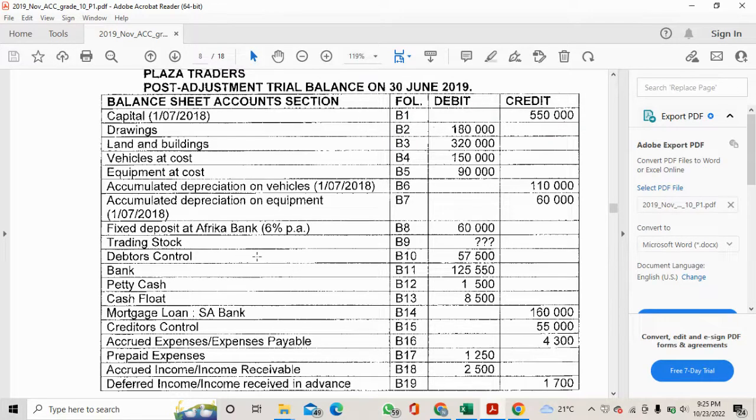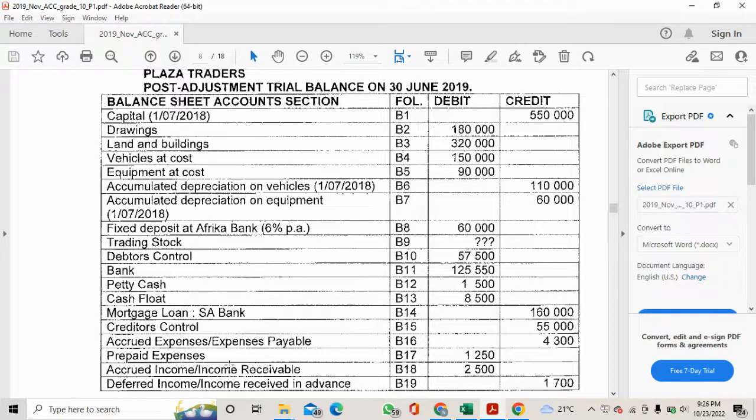Trade and other receivables, we consider our debtors control, right? Remember debtors control, and then we have income receivable here. This income receivable is other receivable, so we must add it with debtors control. It's an accrued income. What is an accrued income? It's an income that we were supposed to receive but haven't received, right? We have earned the income but have not yet received it. Remember that in accounting we have the cash basis and the accrual basis of accounting. So here it's an accrued income. We earned this income, but we haven't received it.